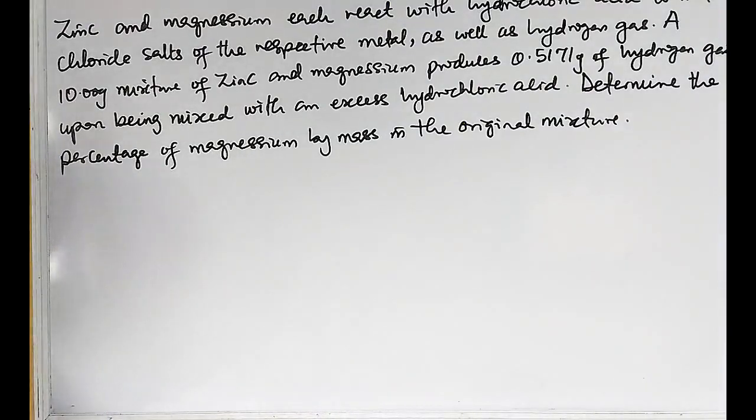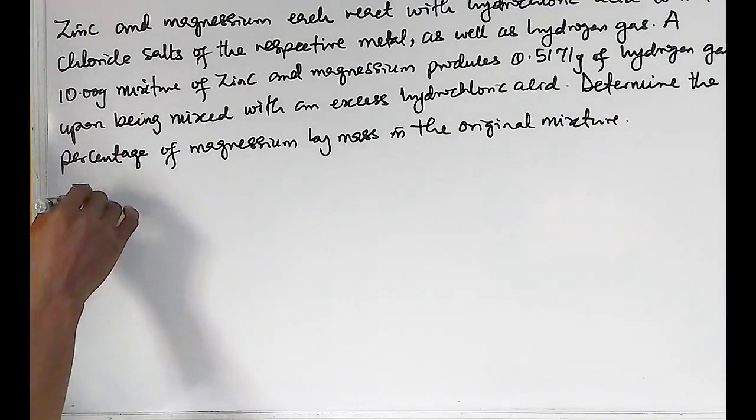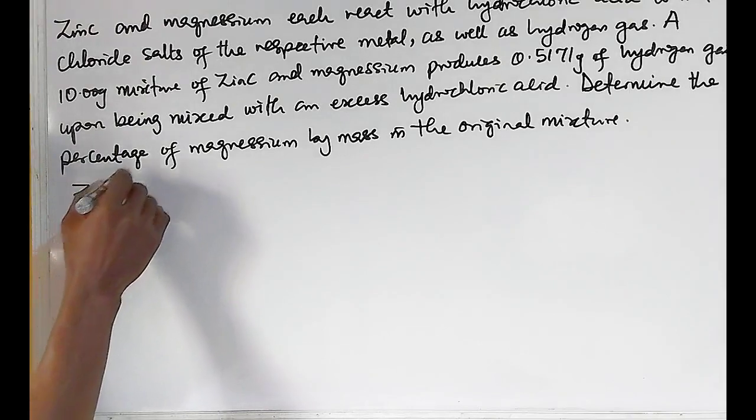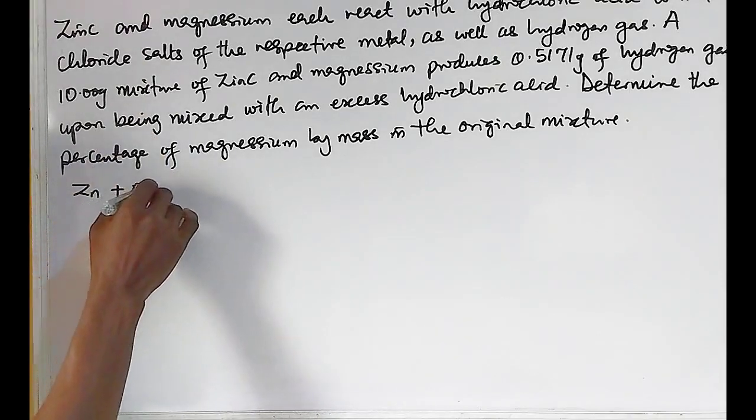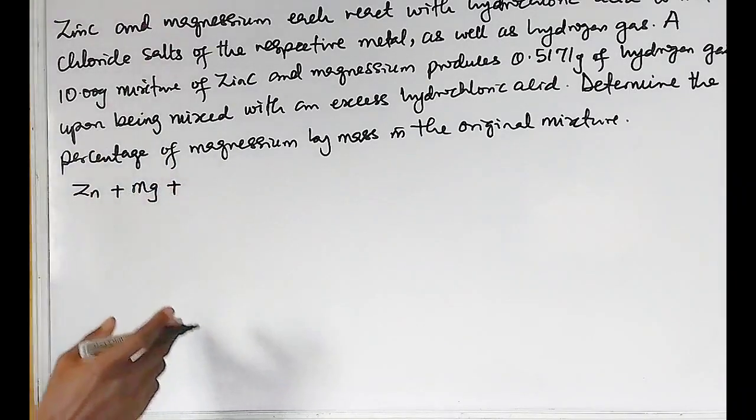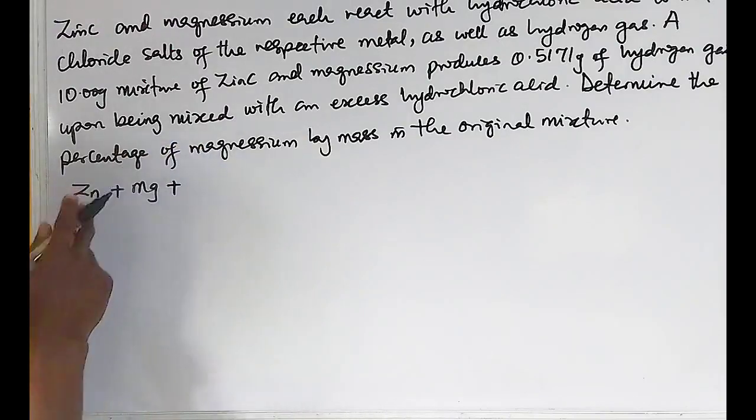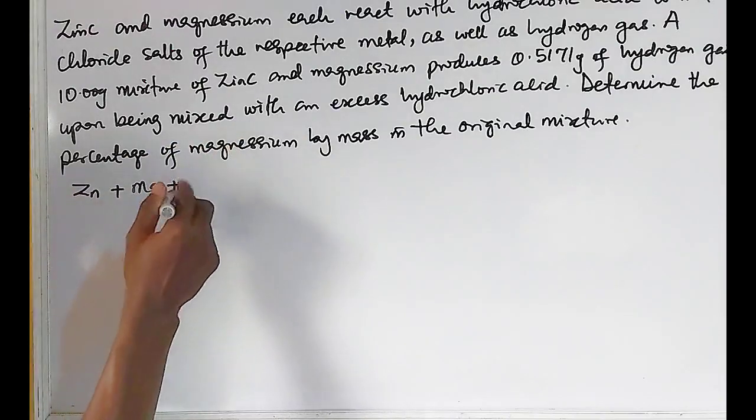Alright, first of all, let us write out the equation here. We are told that zinc plus magnesium, a mixture of these, is mixed with hydrochloric acid.